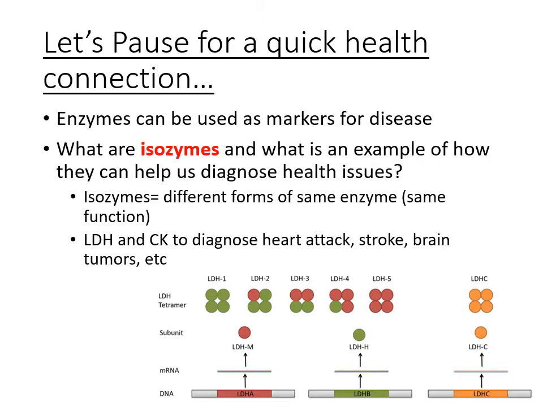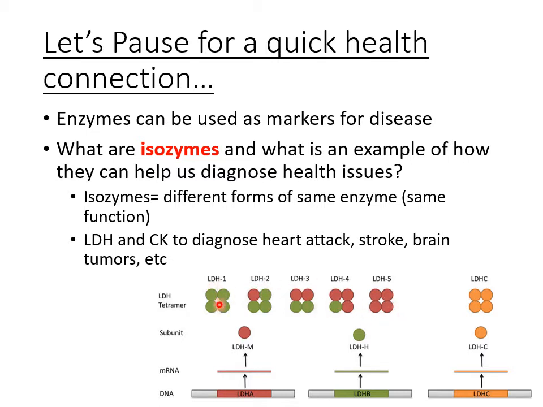Okay, so I want to take a moment to show you a clinical usage for enzymes. It's actually pretty cool that enzymes can be used as markers for disease. And so what we do, in order to understand this, it's important to know the term isozymes. And isozymes simply means the different forms of an enzyme, meaning you have the same enzyme with the same function.